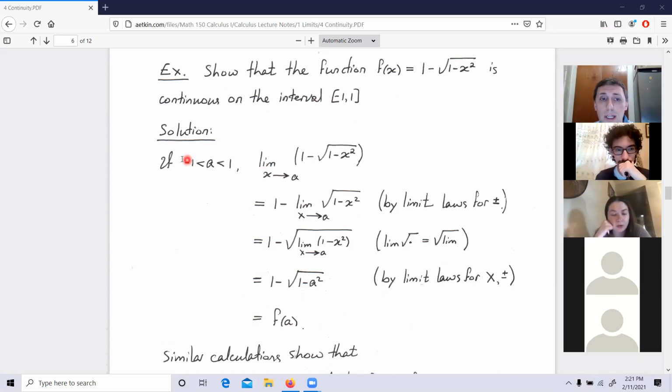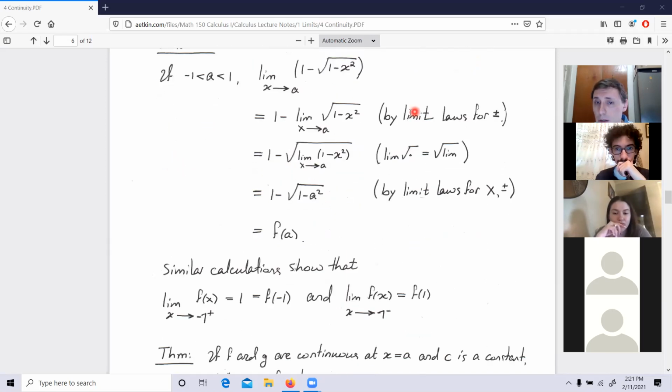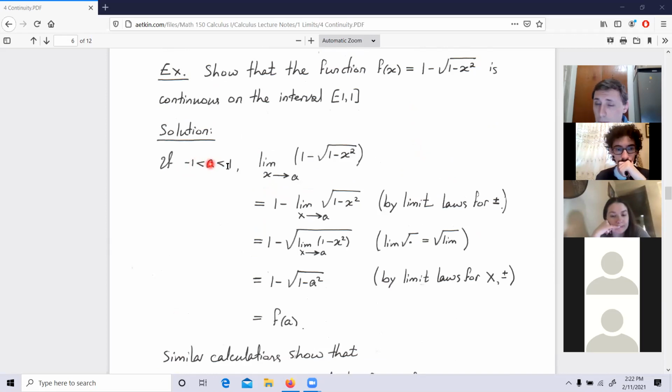So we take the limit as x goes to a, where a is between -1 and 1. We just verify it's continuous between -1 and 1. We take the limit as x goes to a. And what happens here, guys? Well, I can do this by the limit laws. I just carry out the limit of the square root as the square root of the limit. And in the result, I end up with 1 minus the root of 1 minus a squared. So this function is continuous at every point between -1 and 1.